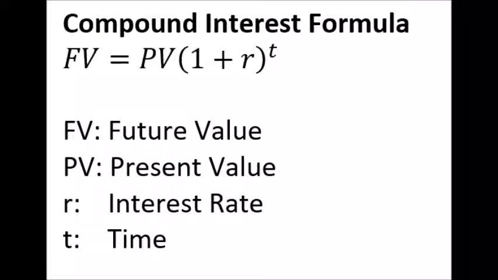If you go back to memories of your high school algebra class, you probably saw this formula for compound interest at some point. It says that the future value of an investment is the product of the present value and the quantity 1 plus r to the t. Present value is the amount of money you start with, and future value is the ending amount.